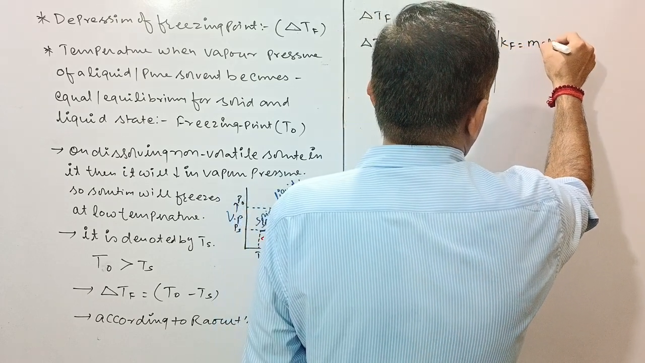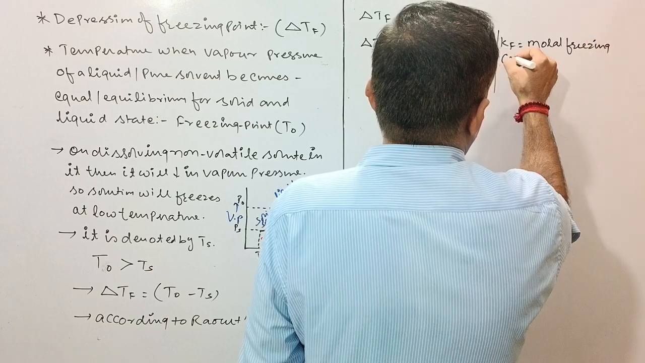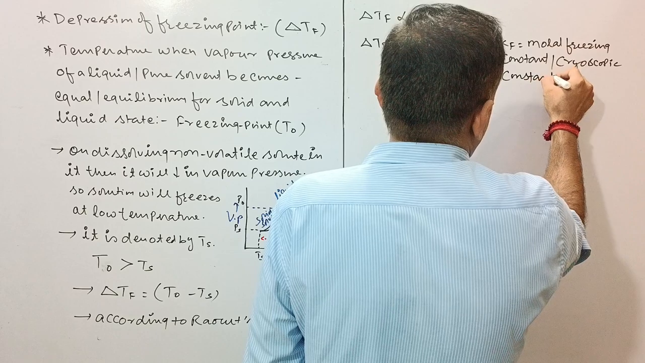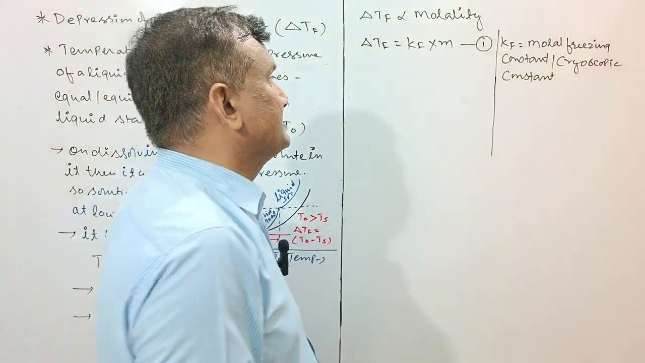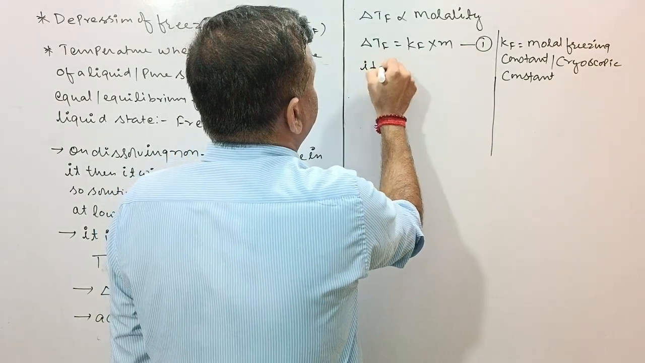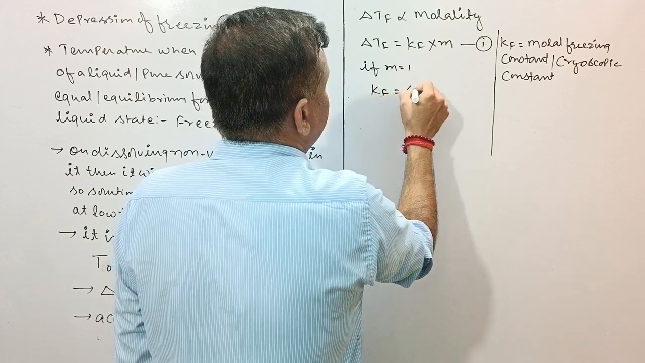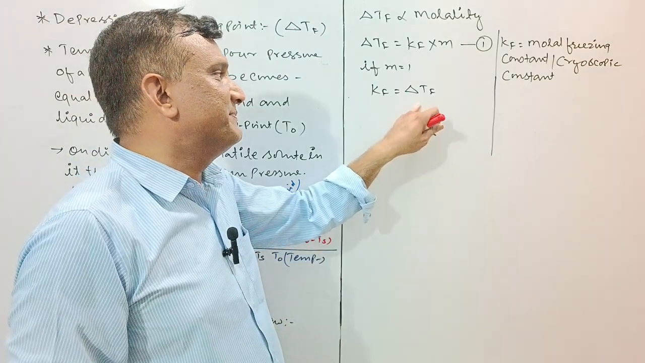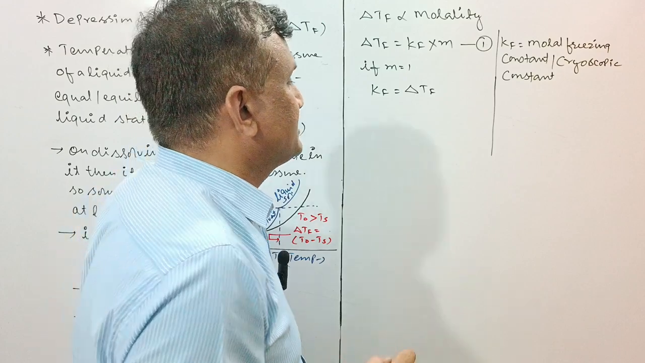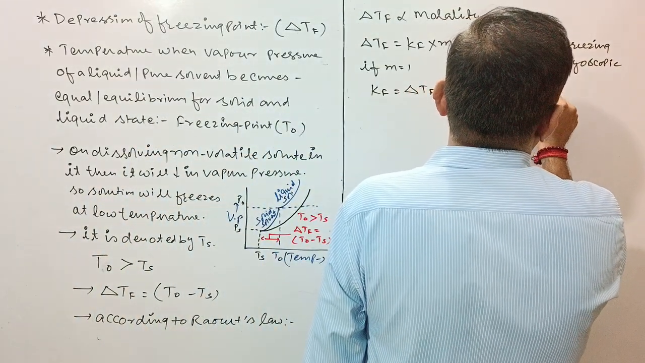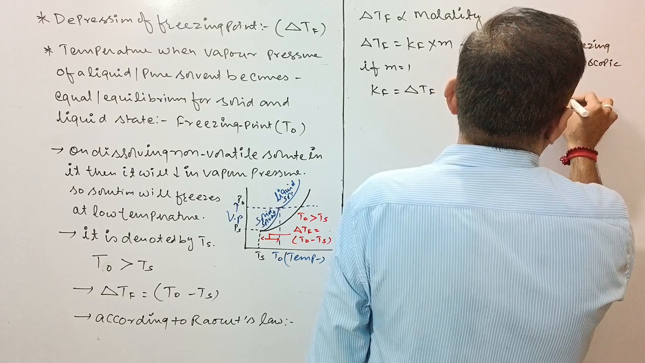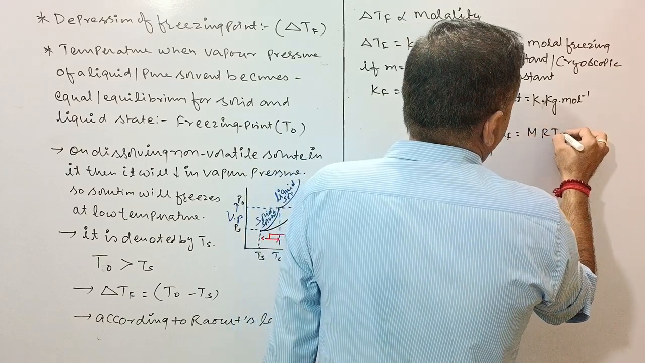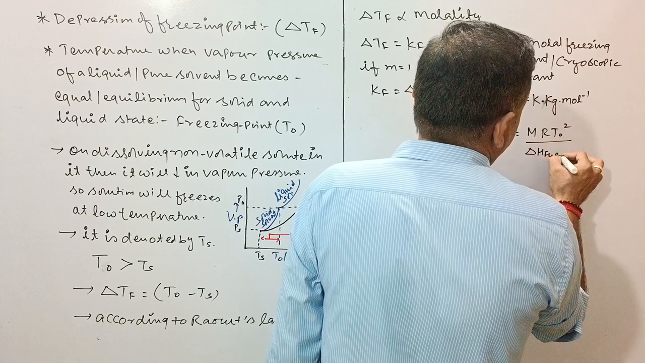Here KF is the molal freezing constant, or you can call it the cryoscopic constant. By definition, if molality is 1, then KF equals del TF. That means the cryoscopic constant, or molal freezing constant, equals the depression in freezing point when the molality of the solution is 1. The unit is Kelvin kilogram mole inverse, and the value can be calculated by KF equals M R T naught square upon del H fusion into 1000.